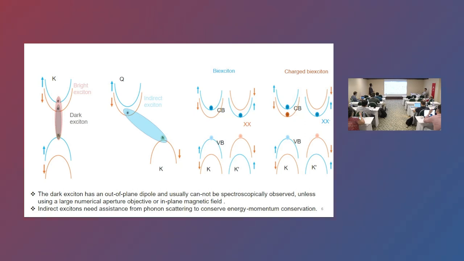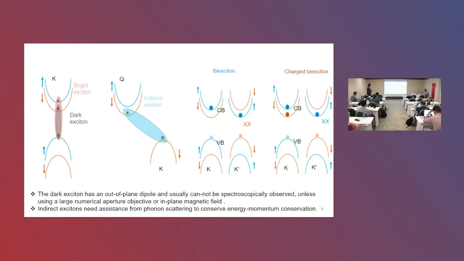To probe the dark exciton, you need to break the symmetry of the lattice through a magnetic field, or if you have a larger aperture size system, then you can also probe the dark exciton. Because the dark exciton has an out-of-plane dipole moment, the overall radiation is near the in-plane, okay?